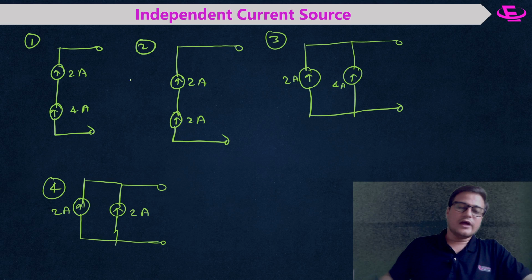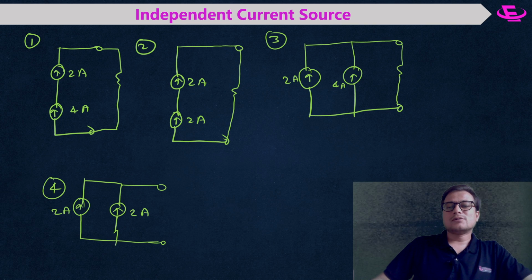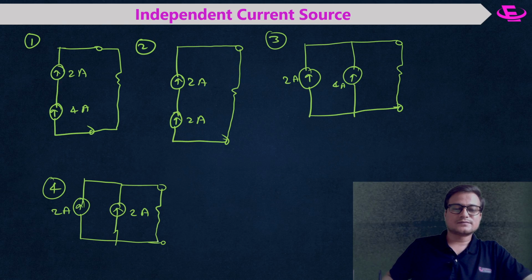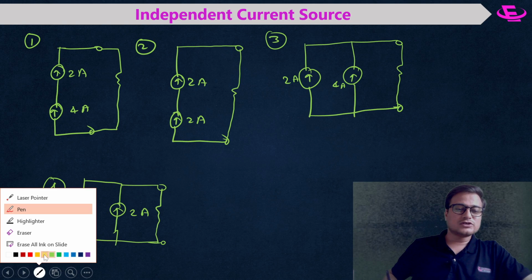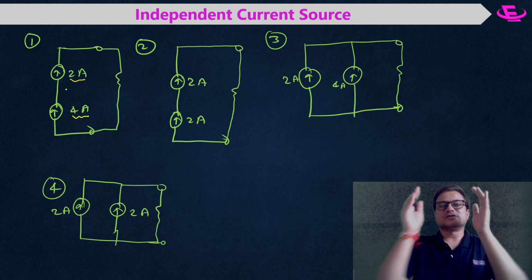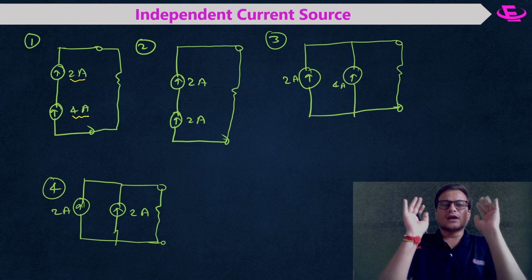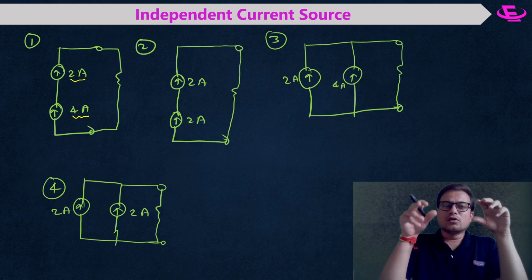Now again engineer Sahab has been asked to write the value of current through the load. You are connecting a load and you have to tell the value of current. What will be the value of current in the different circuits? First one is a 2 ampere source, this one is a 4 ampere source. What is the job of an ideal current source? An ideal current source says that irrespective of any circuit condition, I will maintain a constant current of 4 ampere in the closed path.